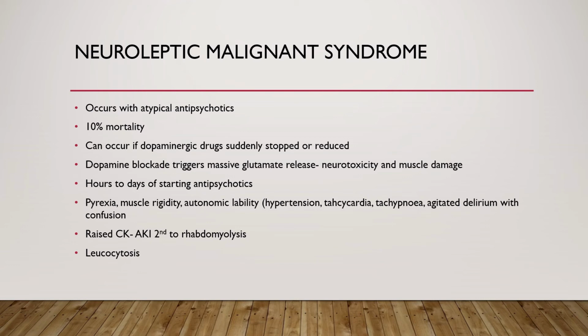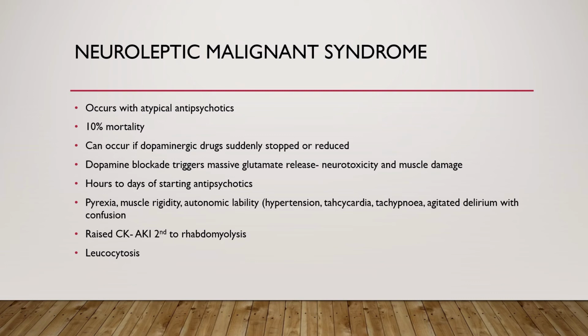So neuroleptic malignant syndrome, this is the particular emergency that we must all be aware of, and it occurs a lot with atypical antipsychotics. There's so many different complications you need to be aware of with atypical antipsychotics, which is why all these patients need a very good drug chart review if you're suspecting anything. This particular medical emergency has a 10% mortality rate, and it can also occur if they're on a dopaminergic drug which is suddenly stopped or reduced. Like I said, with levodopa, if they have suddenly reduced oral intake, they can develop this.